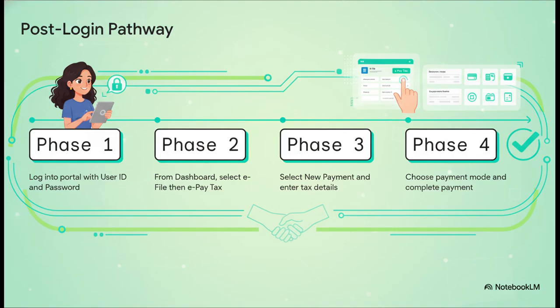So, if you're already a registered user on the portal, your journey is going to look a bit like this. Phase 1. You just log in with your user ID and password. Easy enough. Moving into Phase 2, you jump to your dashboard, click e-file, and then hit EPayTax. Once you're there, Phase 3 kicks off. You'll click New Payment, choose the specific tax tile that applies to you, select your assessment year, the minor head, and punch in your exact tax breakup amount. And finally, Phase 4. You just choose how you want to pay and finish the transaction. The real beauty of this post-login path is that the portal basically acts as a step-by-step guide, holding your hand right to the finish line.